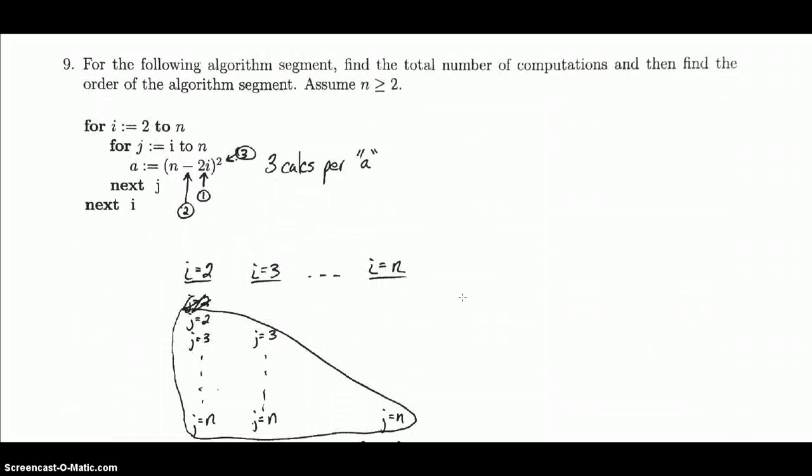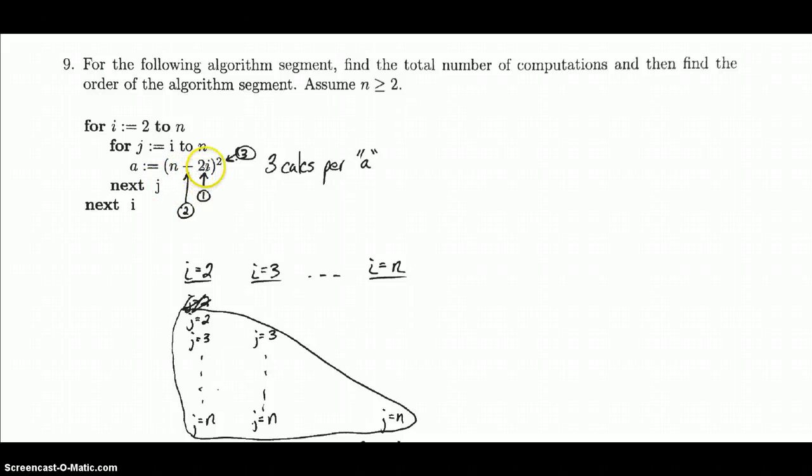Okay, and finally, the following algorithm segment. So we have a loop within a loop. I always like to start off with the actual calculation step or steps and figure out how many calculations there are per loop, and then I go and figure out how many loops there are.